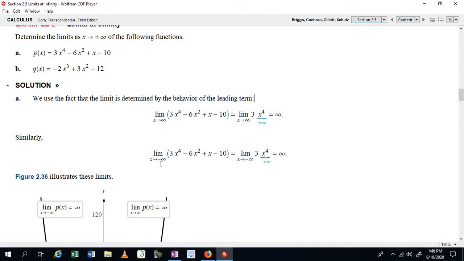But if x heads toward negative infinity, again, we're trying to find the limit of this polynomial, it's sufficient to look at the leading term. So what's happening as x heads towards negative infinity? What's happening to this leading term now? Well, you're plugging in negative numbers now. You're raising them to the fourth power. When you raise them to the fourth power, they become positive numbers. And then when you multiply them by 3, they remain positive. And so I think you can see that as x heads towards negative infinity, this 3x to the fourth actually heads towards positive infinity.